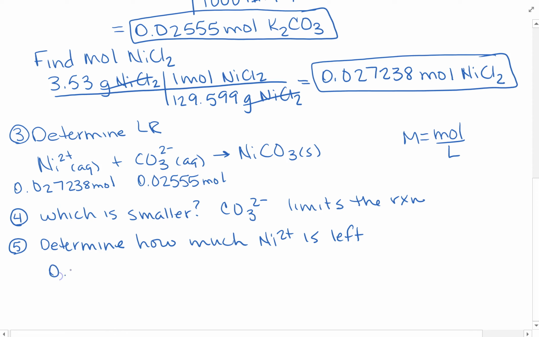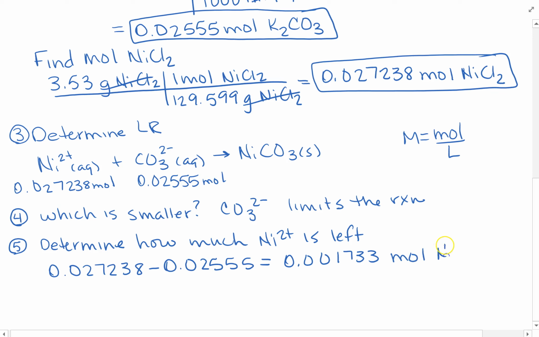So we just simply take the larger one minus the smaller one. And we get our answer, which when I did it on my handy dandy little calculator, I got 0.001733 moles of nickel 2+. So that's how much is left. So once the reaction is completed, I've used up all except for this many moles of the nickel 2 cation.